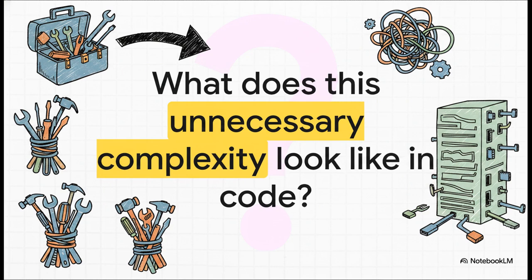And that exact feeling, that feeling of being weighed down by a bunch of tools you don't actually need, that's precisely what the Interface Segregation Principle helps us avoid. So, how does this kind of clutter and complexity show up in our actual code?